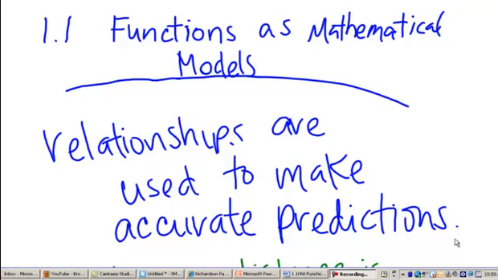Okay? Relationships are used to make accurate predictions. We all know this. Y'all have talked about it before in your Algebra 1 class, and Geometry class, and your Algebra 2 class. So we're going to briefly go over it.